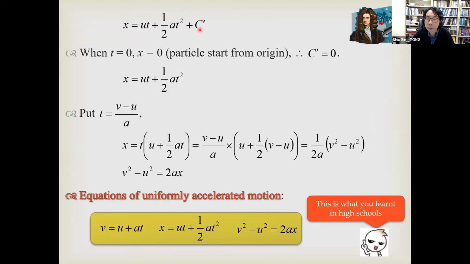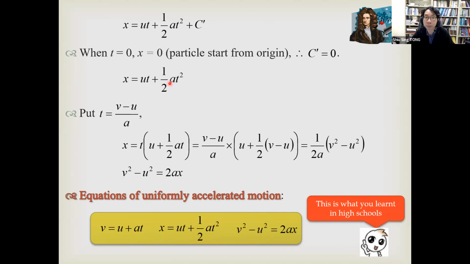Now, what is c prime? If we consider the particle to start moving from the origin, at the origin x is 0. So at time 0, x is 0. If I substitute these two conditions into this expression, x is 0 and t is 0, so both of these terms are 0, and that means c prime is 0. And so I have x equals ut plus half at squared. That is the second equation you learn for uniformly accelerated motion.